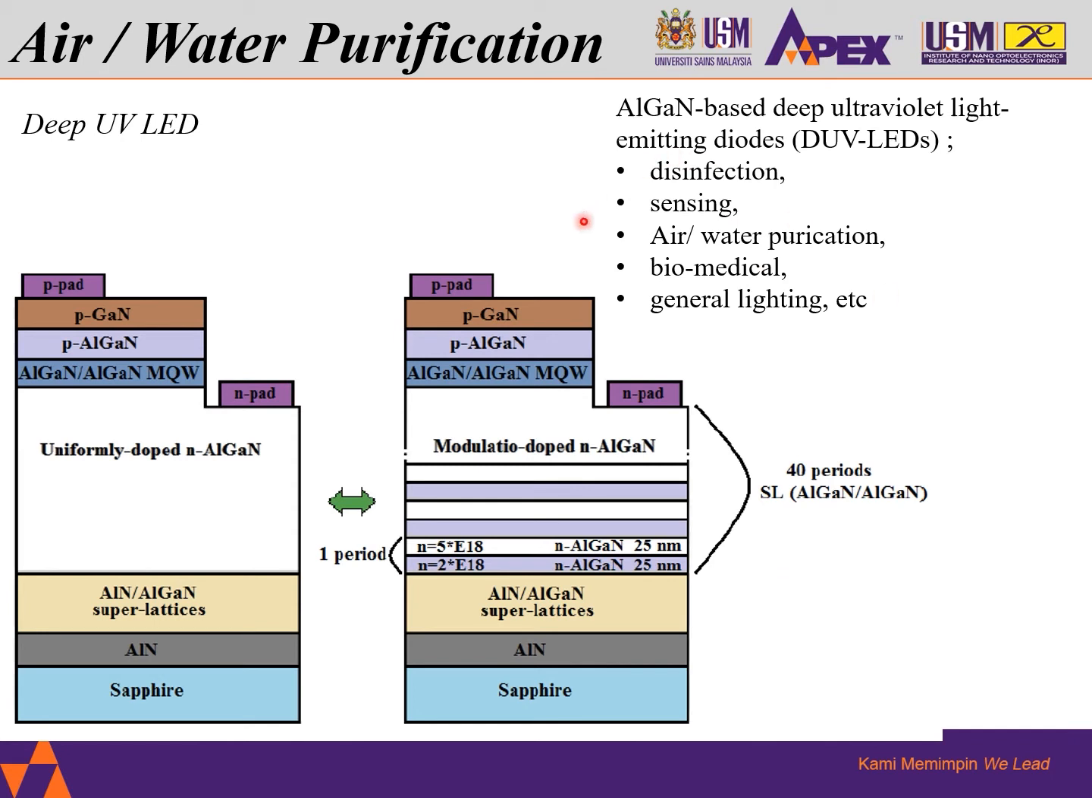Deep UV LED. This is an example of the structure of a deep UV LED. One of the famous materials that we use for deep UV is aluminum-based. So deep UV LEDs can be used for disinfection, sensing, water and air purification, biomedical, general lighting, and so on.